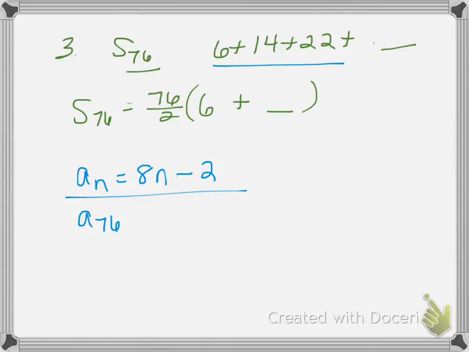Alright, now if I want to find A76, I then plug in 76 for N, and I get 606, so that's the number that goes up here, and then I just work out the problem. So you do have to remember that explicit formula. We won't be using recursive really, but you do need to remember the explicit one. So I get 23,256. Those are all finite arithmetic. Infinite arithmetic will always diverge because you always are adding numbers that are always big.